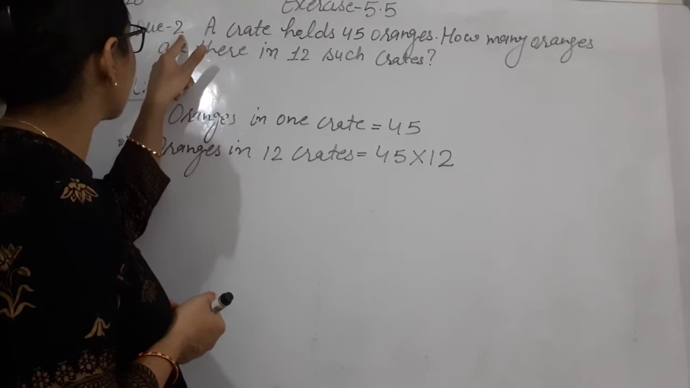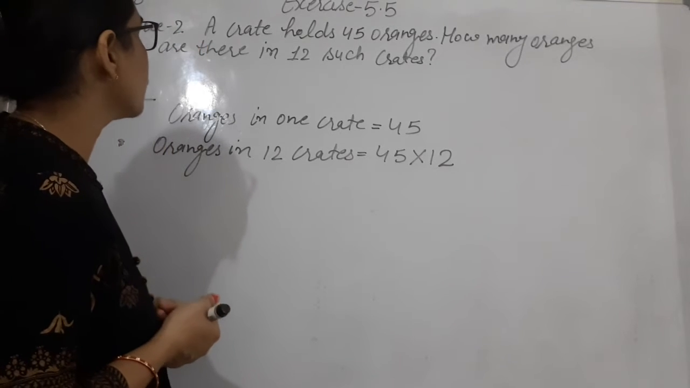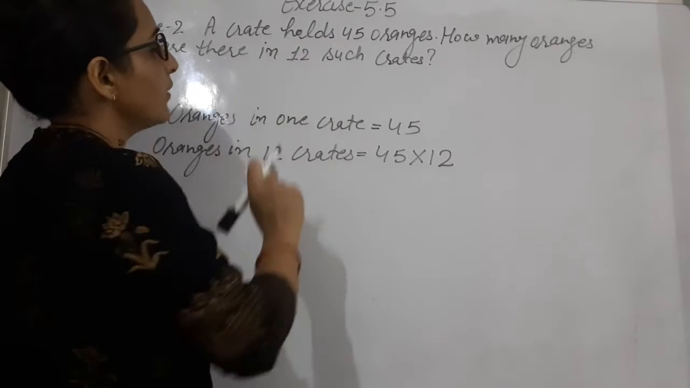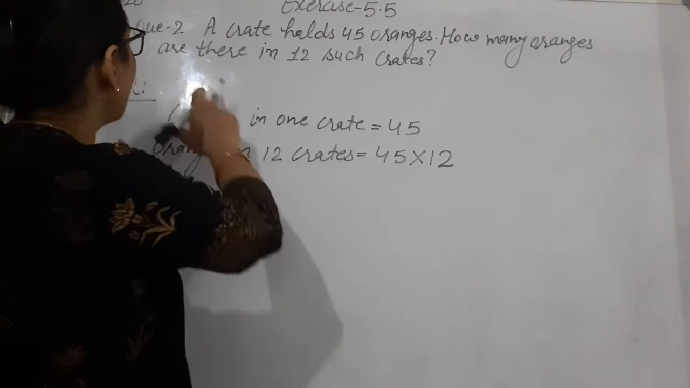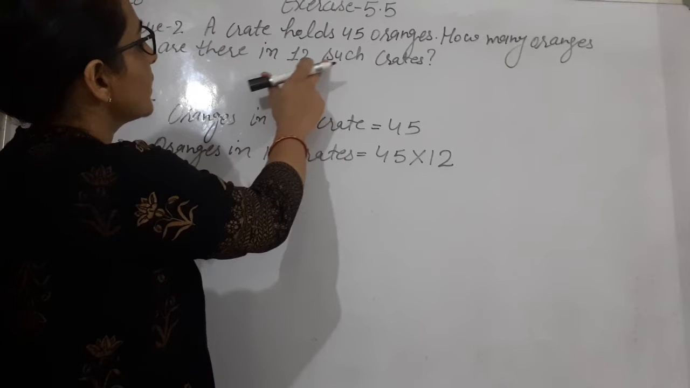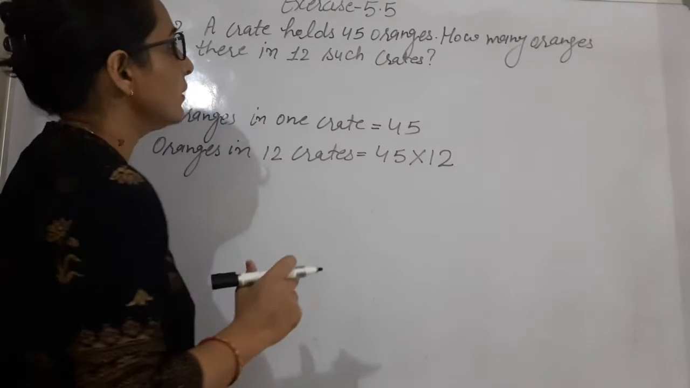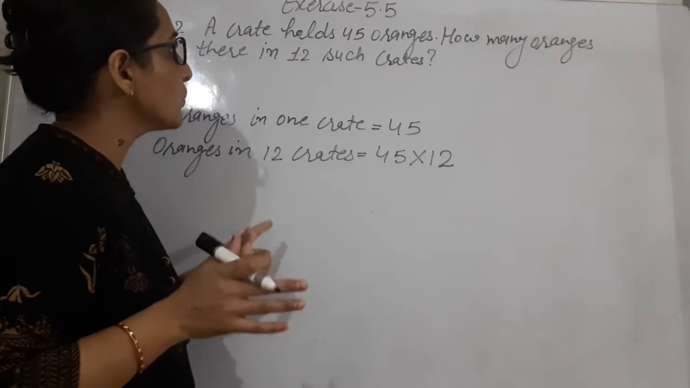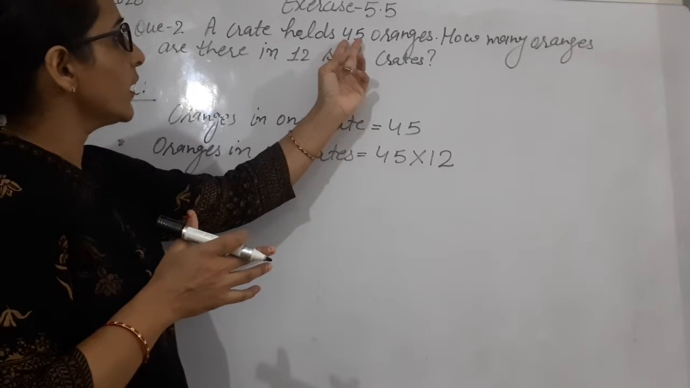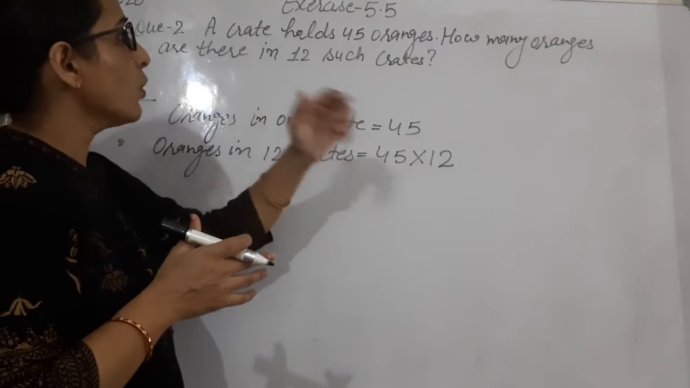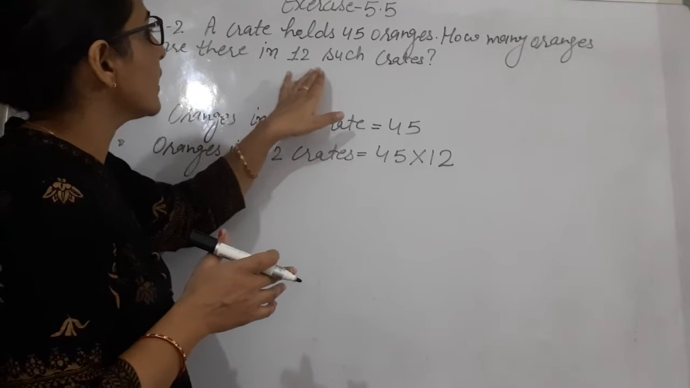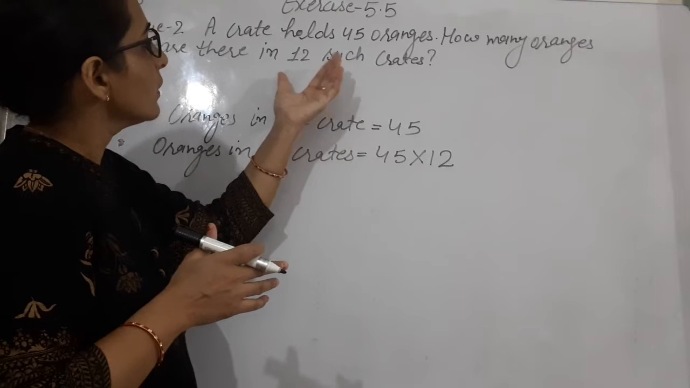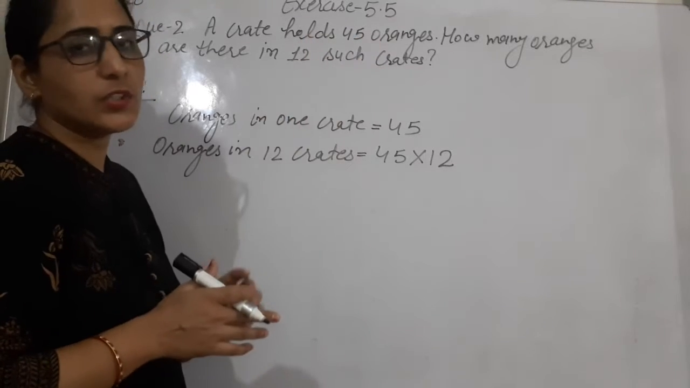Now the question number 2 is here. A carrot holds 45 oranges. How many oranges are there in 12 such carrots? Okay. So in one carrot there are how many oranges? एक box में कितनी oranges हैं? That is 45 oranges. So how many oranges in 12 such carrots? So 12 boxes में, 12 carrots में कितनी oranges होंगी?